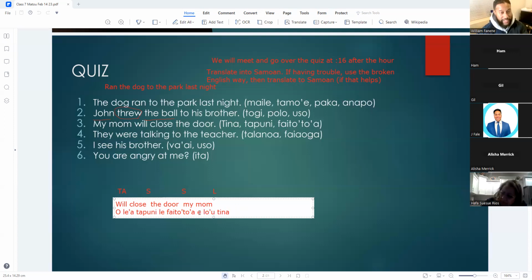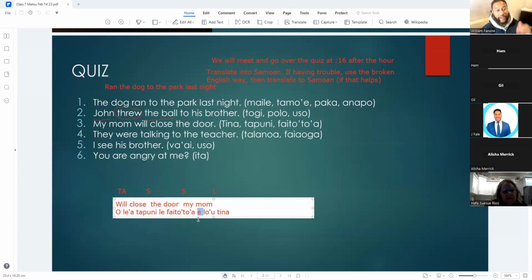When there's no location, you've got two or more subjects. It could be elo'utina, ma lo'utama, maybe everybody, all these different people close the door. The E goes in front of these people or that person. In this case, the person is going to be elo'utina, which is my mom. That's the doer, so we have to put that there.